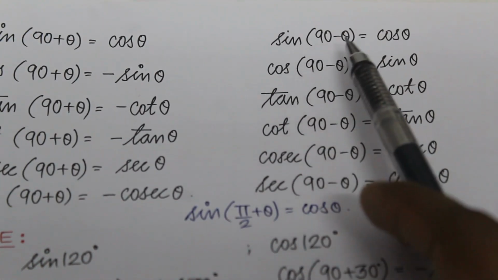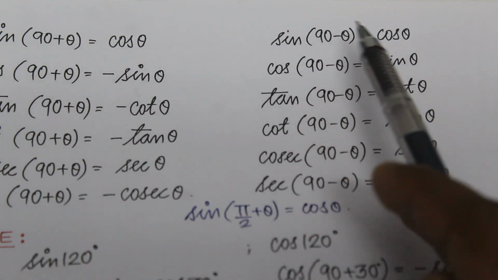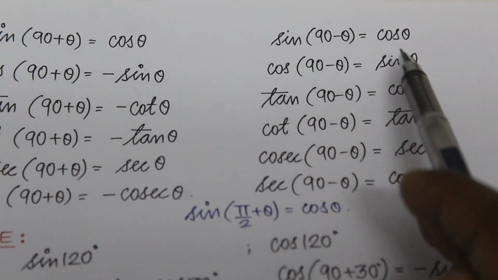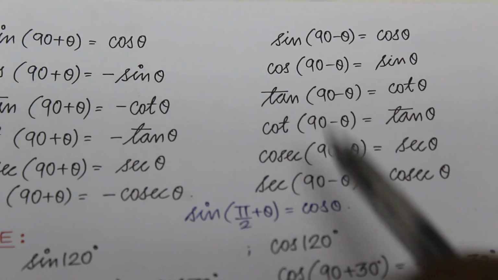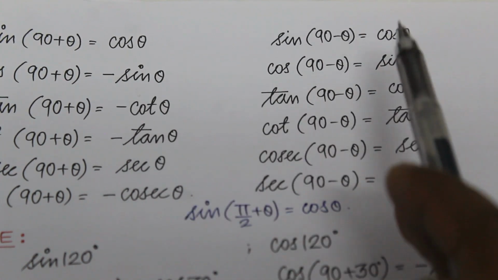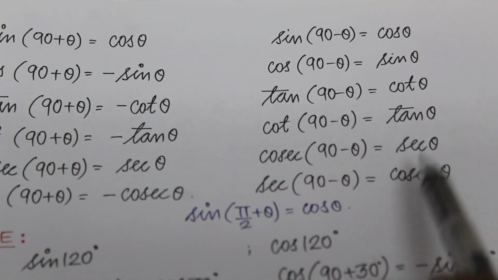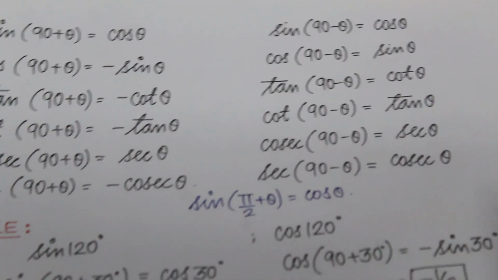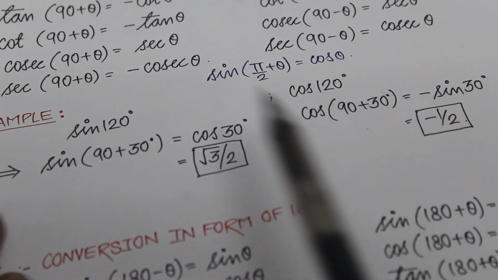Now talking about 90 minus theta, since 90 minus theta will be in the first quadrant, all the trigonometric ratios will be positive. Sine becomes cos, cos becomes sine, only when it is 90 over here. And all of them are positive. Same rule is applied over here, but they all will be positive because all of them are in the first quadrant. Now let's see some examples for better understanding.